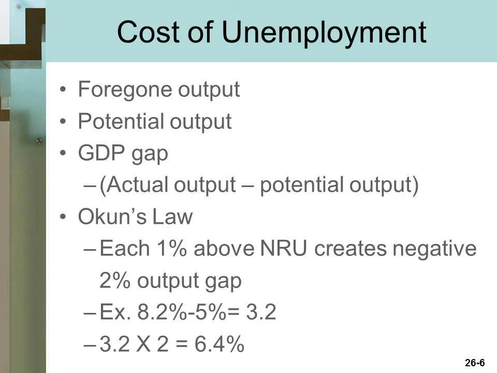Now, be careful. It doesn't mean that the economy should be growing 6.4%. It's simply take the raw number of economic output, and it should be higher by 6.4%.